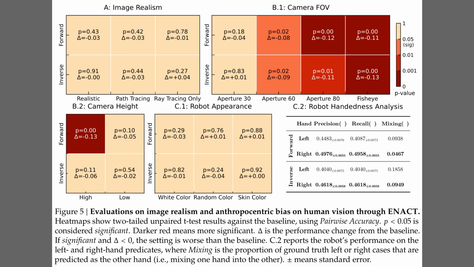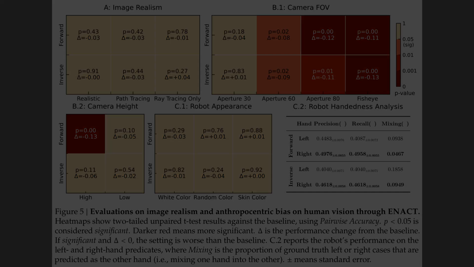So while Table 2 addressed sim to real transfer, Figure 5 probes how image realism and camera or robot biases shape performance. The top left heat maps show that changing rendering realism barely matters, but widening the camera field of view or using a fisheye lens significantly hurts both forward and inverse accuracy. The lower panels indicate that high camera mounting harms forward reasoning, whereas robot appearance has negligible impact. The right-hand analysis table reveals a clear right-hand bias, with higher precision for right-hand actions and more mixing of true left-hand events into right predictions.